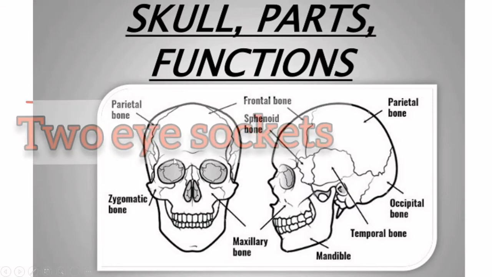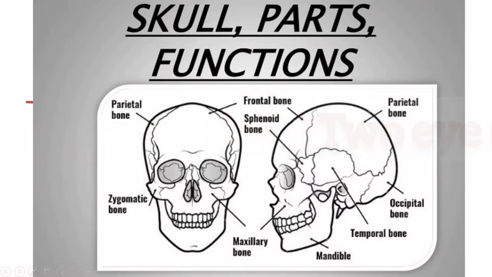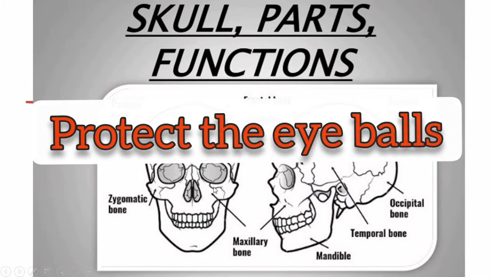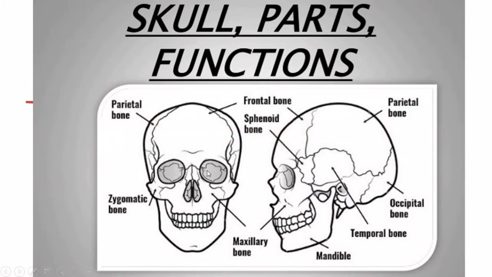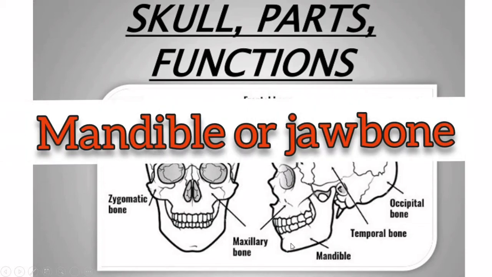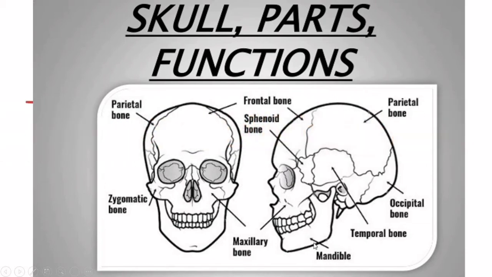Observe the two eye sockets in front of the skull. The eye socket protects the eyeball. Without these bones, the eye may be injured, while the mandible or jawbone protects the teeth.